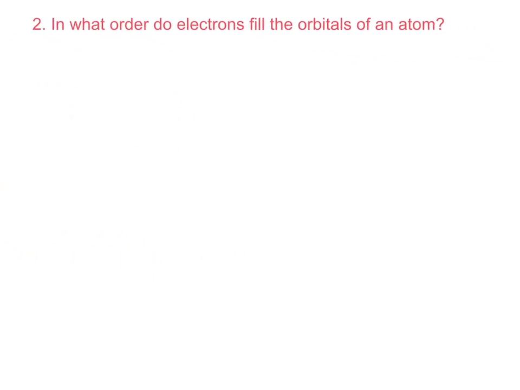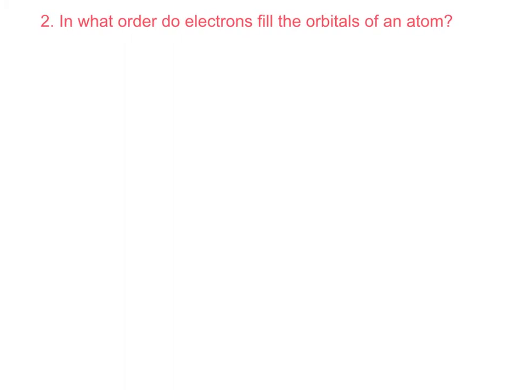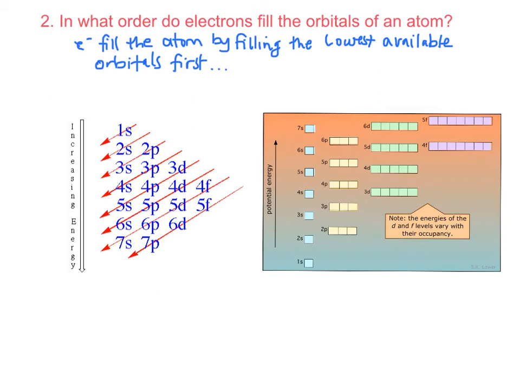Okay, so let's talk about the order in which electrons fill the orbitals of an atom. When electrons fill the available orbitals of an atom, they do it in a particular order, and they do it in the order of lowest to highest energy. So electrons will start to occupy the lowest energy orbitals first, and then they'll go to the next highest energy, and then the next highest, and the next highest. They will never fill higher energy orbitals if there are lower energy orbitals empty. All right, so there is an order to this, and it doesn't just go in numerical order necessarily.